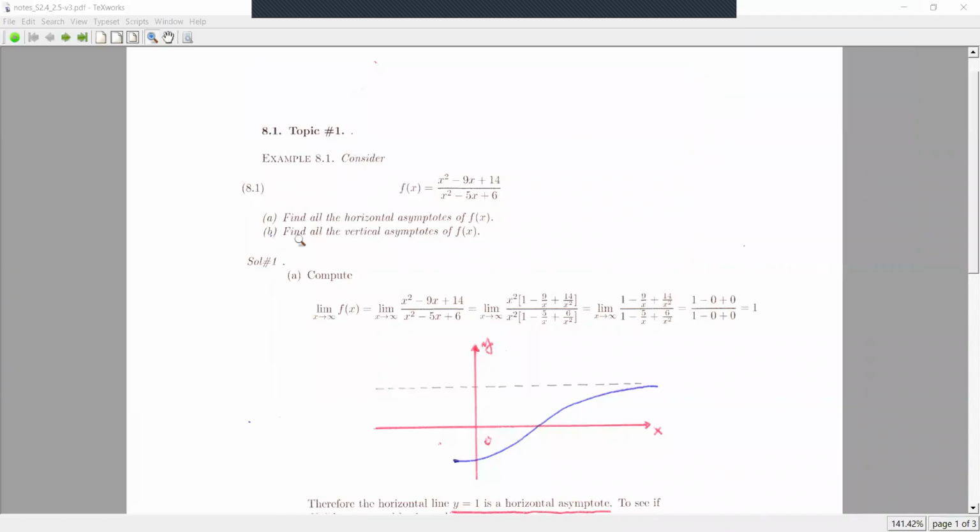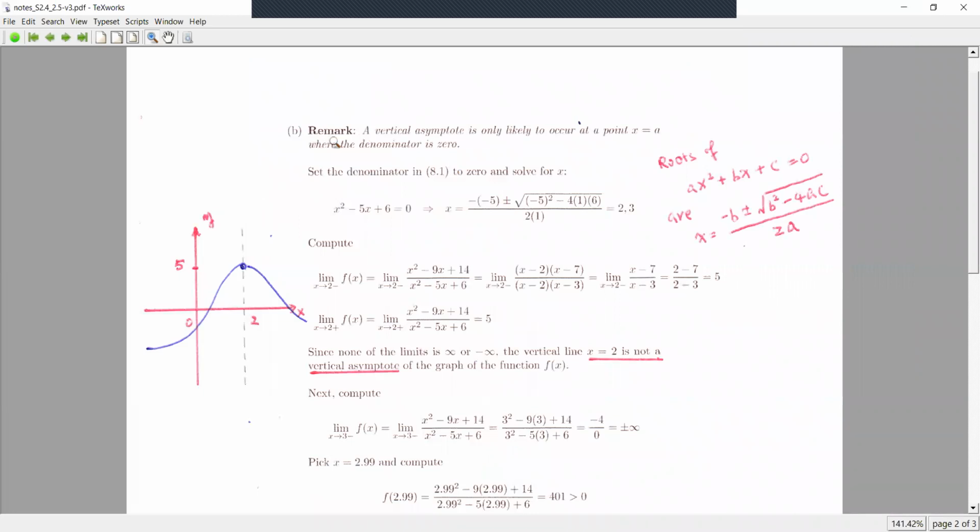Now, part B. Find all the vertical asymptotes of the function. At a vertical asymptote, the function approaches infinity. To answer part B, there is one important remark. Remember this remark. A vertical asymptote is only likely to occur at a point A where the denominator is 0. Because only when the denominator is 0, the function is likely to be infinity.